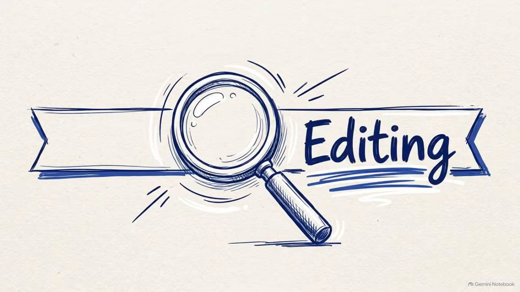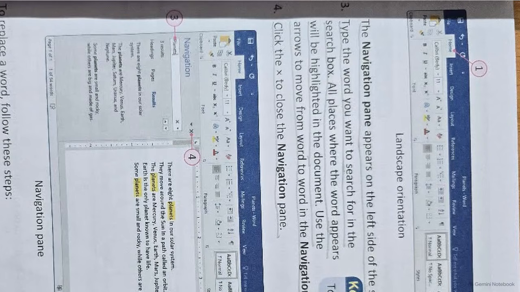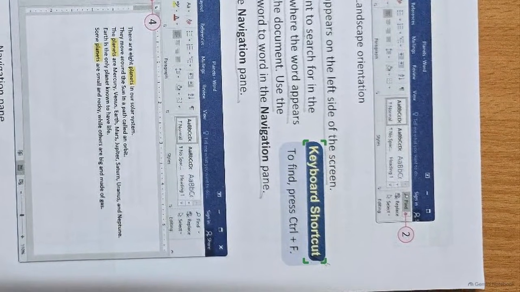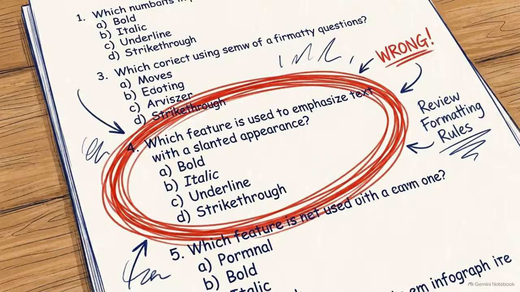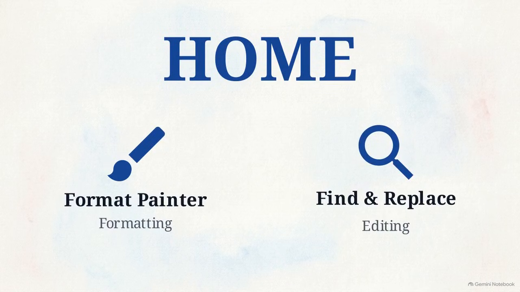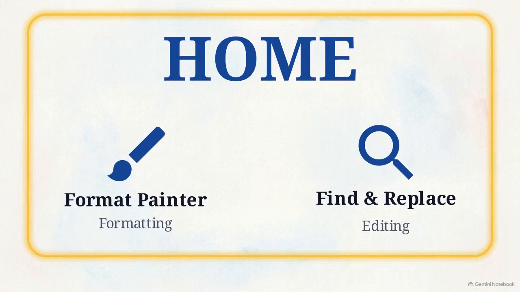Wrapping up the Home tab, let's look at the Editing group. When you need to locate specific words, the Find tool opens this navigation pane on the left. Write down these two keyboard shortcuts. Ctrl+F opens Find, and Ctrl+H opens Replace. Keep this rule in mind. If a test question asks you how to alter the appearance of specific words or search for text within the document, the answer is almost always located in the Home tab.